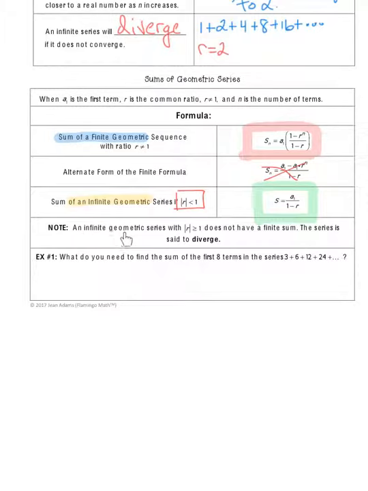And then note here, an infinite geometric series with a ratio that's greater than or equal to 1 does not have a finite sum. So that's what I'm trying to get across to you. This series is said to diverge.